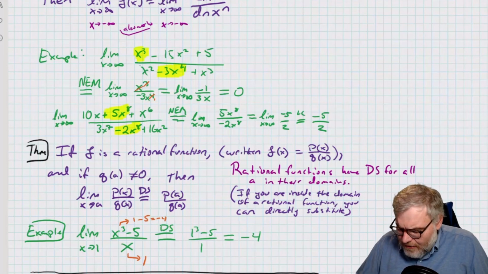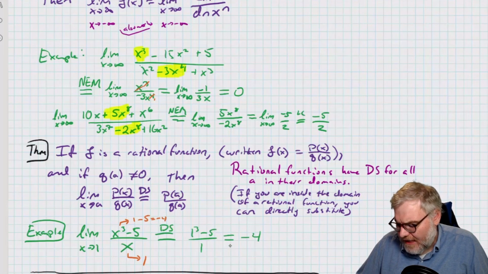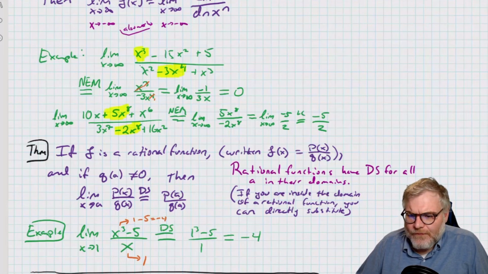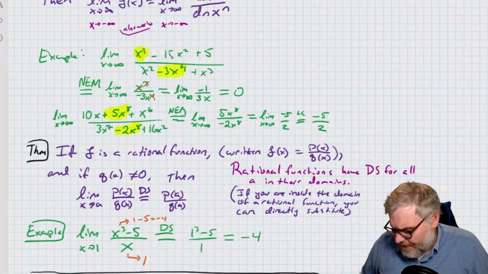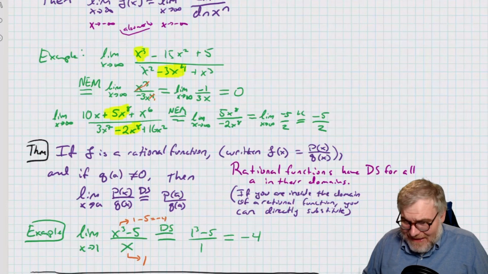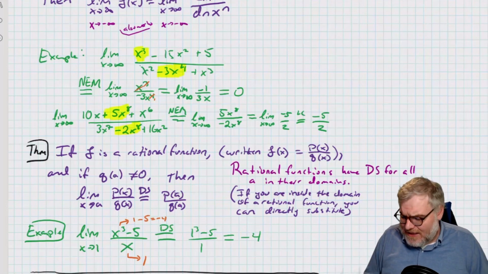So, for example, here I have the limit as x goes to 1 of x cubed minus 5 over x. Well, this bottom goes to 1, not 0. 1 is in the domain of this function. So I just sub in, and I get 1 cubed minus 5 over 1, and that's just equal to negative 4. Okay, so I don't need this complicated figuring out what's going on. If it's in the domain, if the bottom does not equal 0, just plug in the numbers. You can plug in the numbers if the bottom does not equal 0.